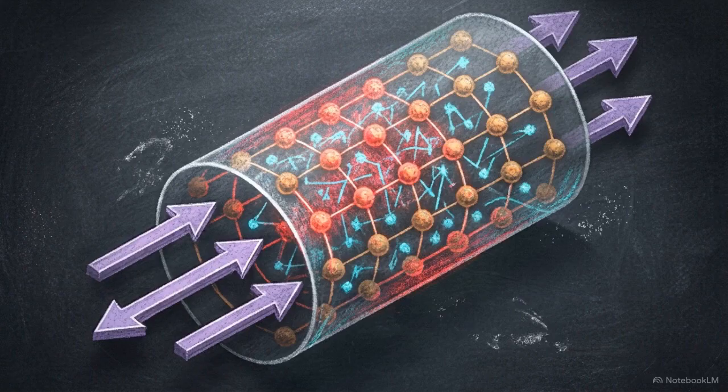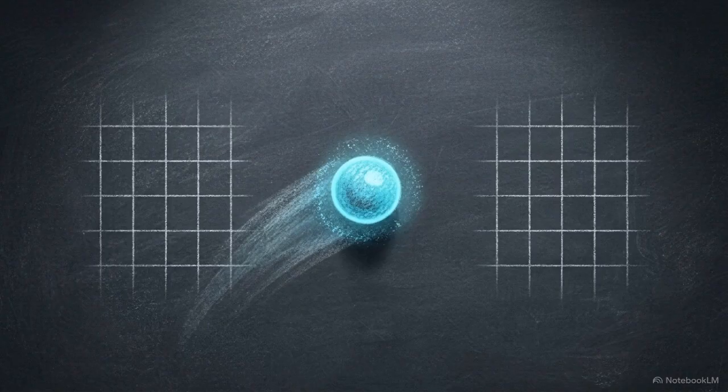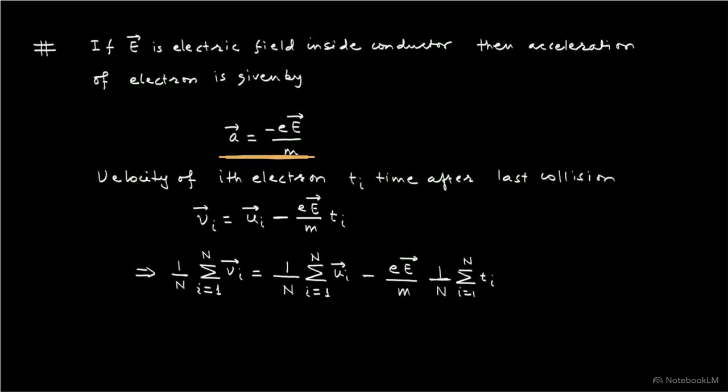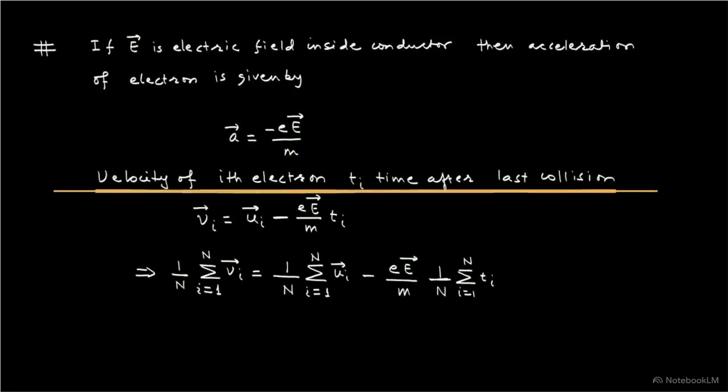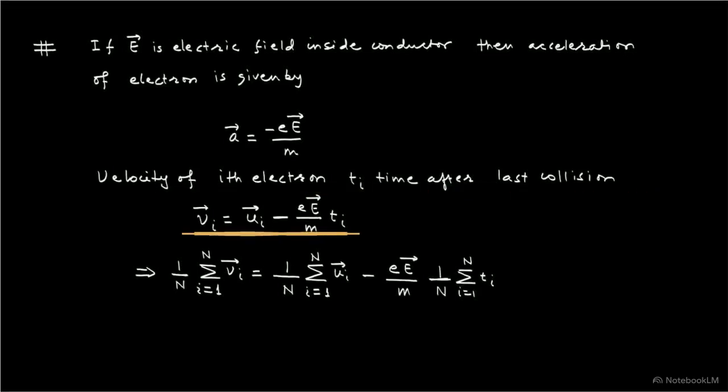To understand exactly how that tiny drift velocity emerges from the chaos, we have to drop down in scale and analyze the mechanics of a single isolated electron experiencing an electric field. Electron acceleration is electric force divided by mass. Since electrons constantly crash into lattice ions, this isn't continuous. We define the velocity of an ith electron at time t_i after its last collision, creating a kinematic equation linking its final velocity, initial state, and time.